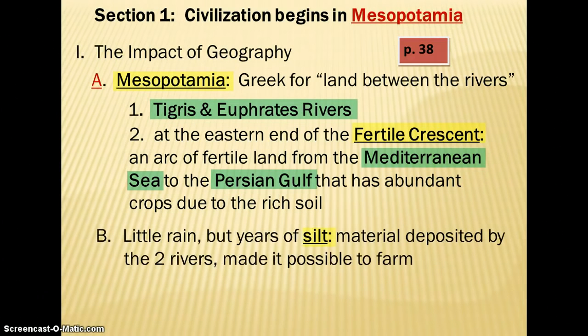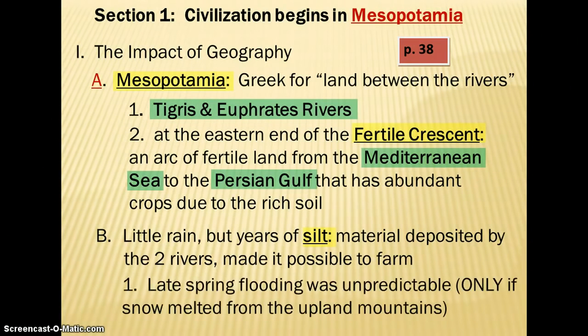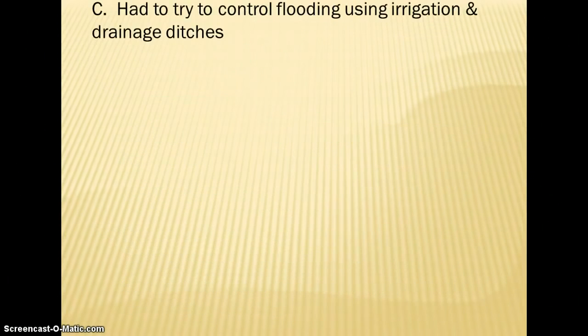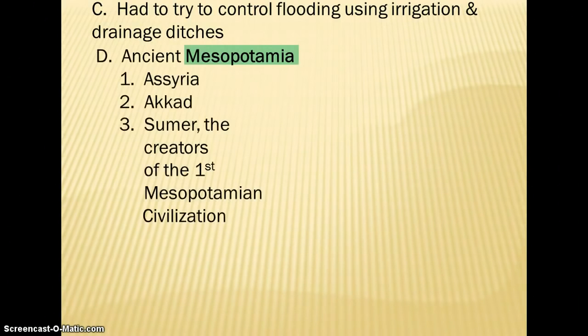Now, they didn't have much rain because it was primarily a desert, but when the rivers flooded, it deposited years of silt, and that's what allowed them to farm and what created the rich soil. They did have flooding, but it wasn't due to rains. It was due to the snow melt in the spring from the mountains further up north. So to control that unpredictable flooding, they had to build irrigation and drainage ditches.